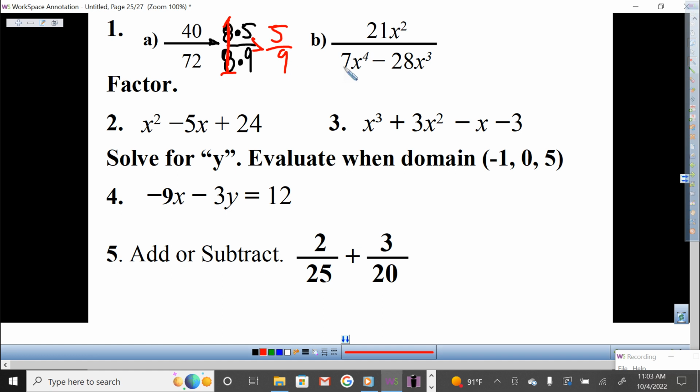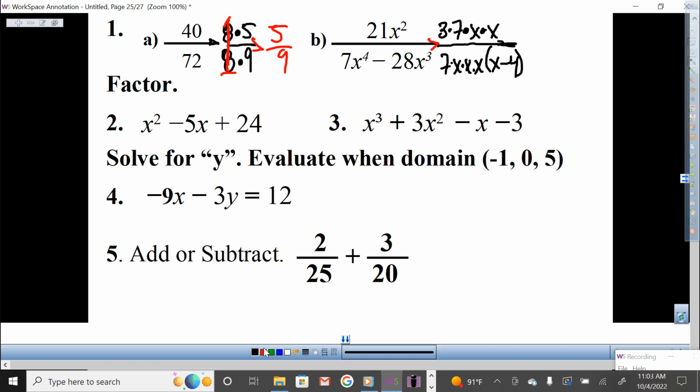Okay. Number 1B. I'm going to factor the numerator. Let's see. I got 21x squared is the same as 3 times 7 times x times x. All right. Question: what is the GCF between 7x to the 4th and negative 28x cubed? 7 and also 3 x's, right? So I'm going to write 7 times x times x times x. And what does that leave us? This leaves us an x, and right here it leaves us a negative 4.